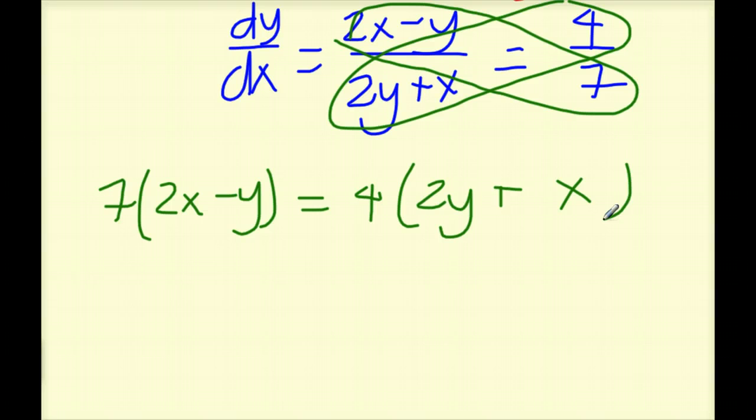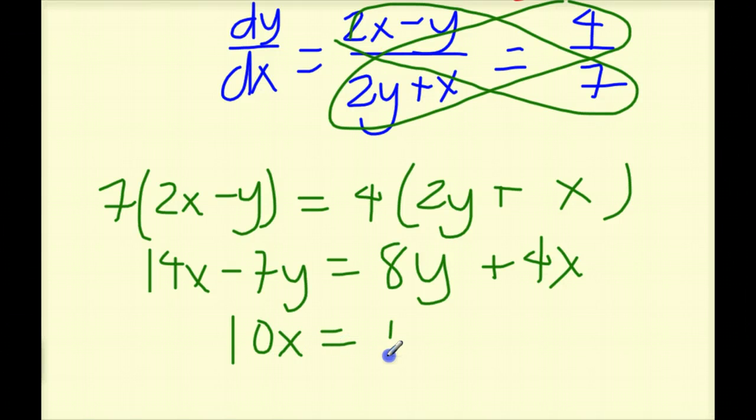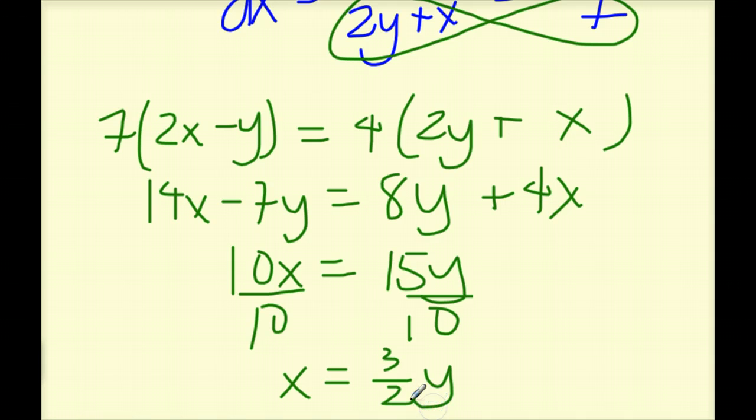And then let's go ahead and solve these pieces out. We get 14x minus 7y equals 8y plus 4x. Okay, and so if I combine my like terms, I'm going to get 10x is equal to 15y. And let's just take a look and let's solve for x. To solve for x, I'm going to get x is equal to 3 over 2y. Okay, well, this is nice, but I don't have an actual point, so what should I do?